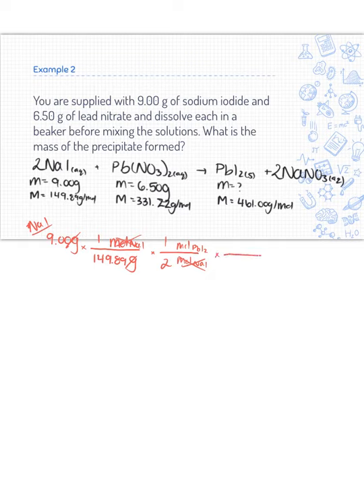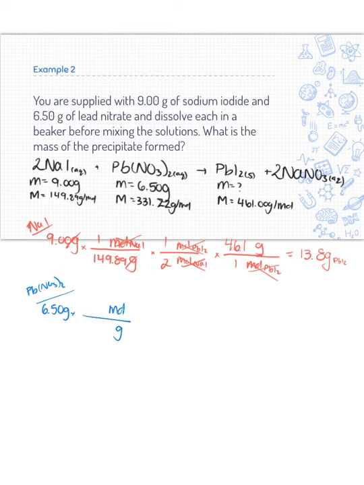I'm going to show that we can just go right to mass. So moles of PbI2 cancel, and we're finding grams. This is our molar mass, so 461 grams per 1 mole. Moles cancel. When I calculate this out, I get 13.8 grams of PbI2 produced if all 9 grams of NaI react. So let's go ahead and do the exact same thing for lead 2 nitrate. We're going to start with 6.50 grams, and we're going to cancel grams and find moles.